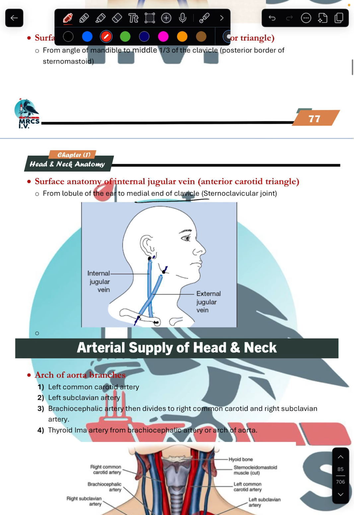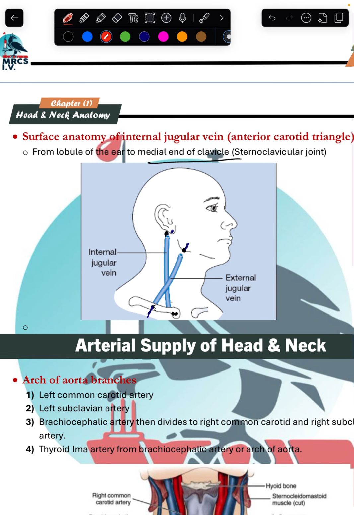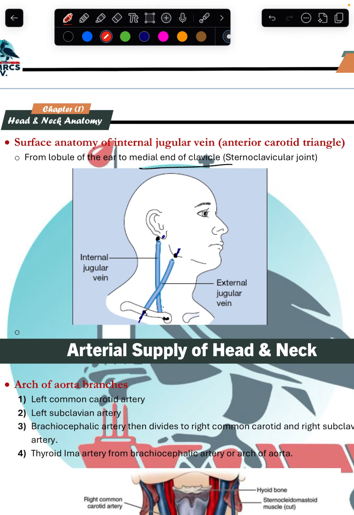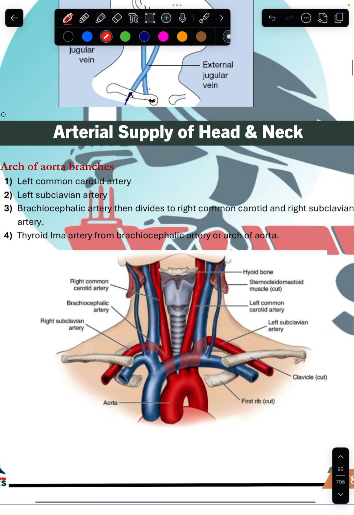If you see, these are the surface anatomy of the internal and external jugular vein. The external crosses the anterior carotid triangle in this manner, while the internal jugular vein goes straight above the triangles. From the lobule of the ear to the middle of the clavicle is internal. From the angle of the mandible to the middle of the clavicle is external.